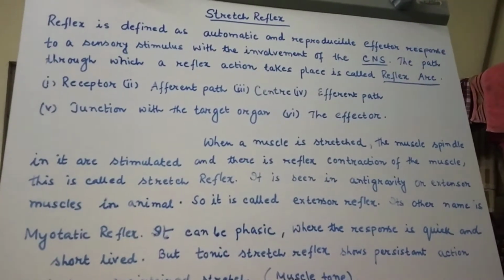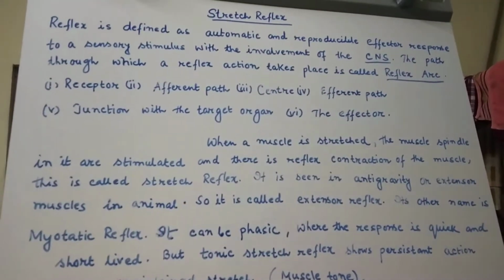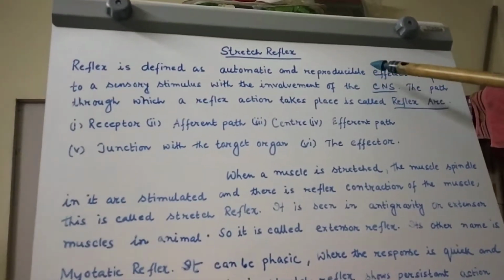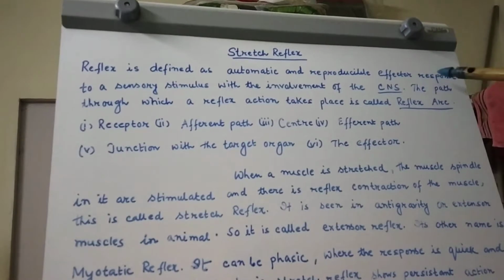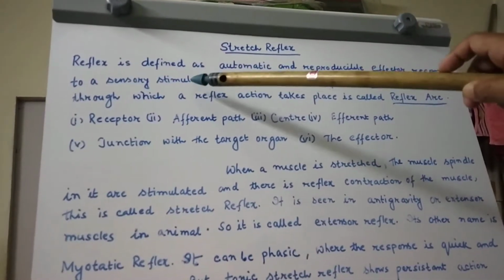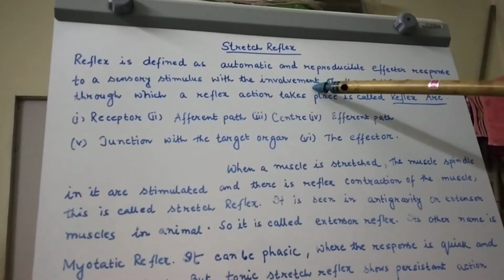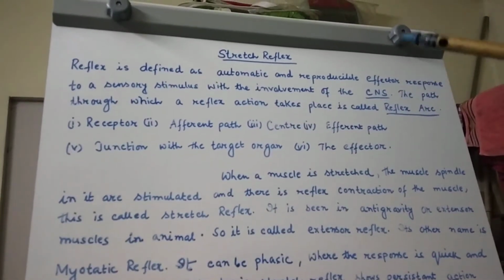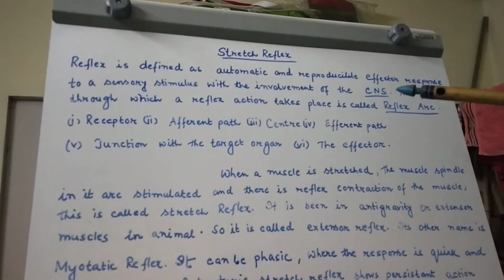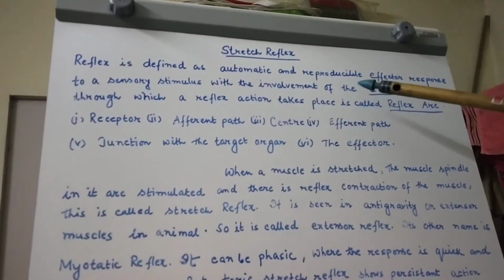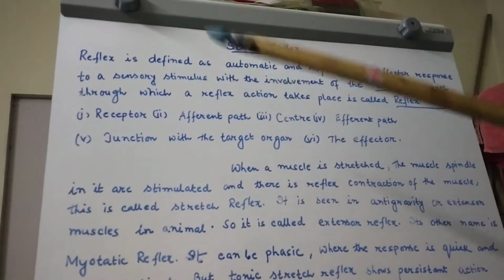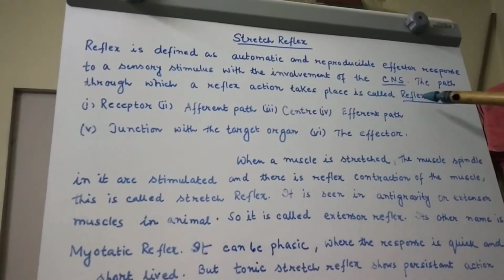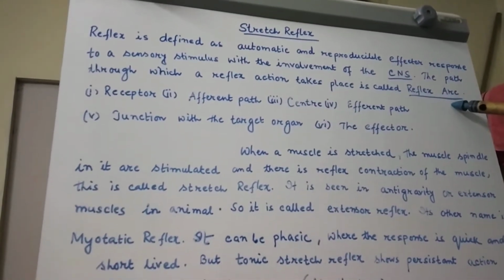First thing is to define the reflex. A reflex is an automatic as well as reproducible effector response to a sensory stimulus, with the involvement of the central nervous system. It means basically it is an automatic response, and a stimulus is required for that. The path through which the reflex action takes place is called a reflex arc.